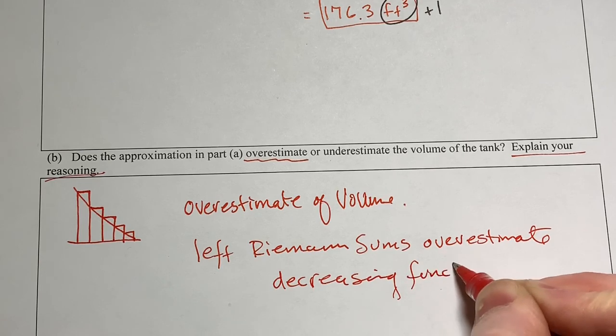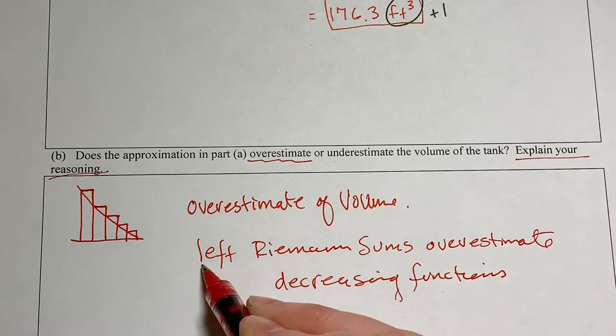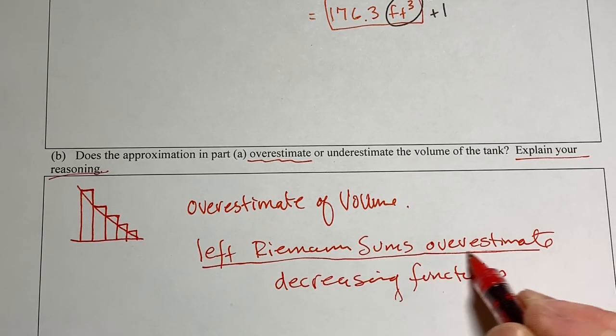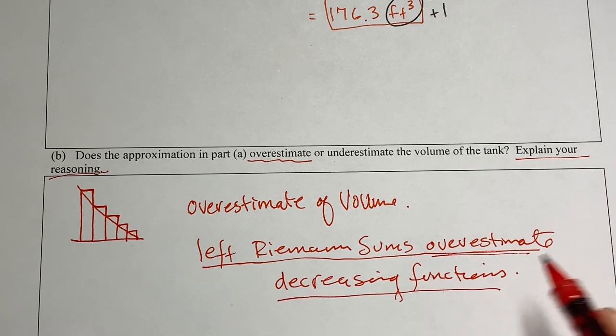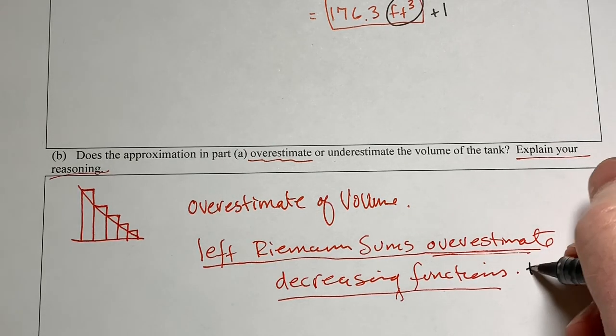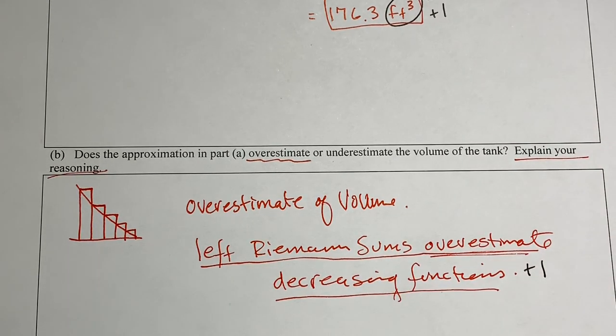But they're going to look for 2 things. They're going to look for you to state that it overestimates, but also decreasing functions. And on this particular value, you only got 1 point if you said that correctly. If you just say overestimate, nothing.